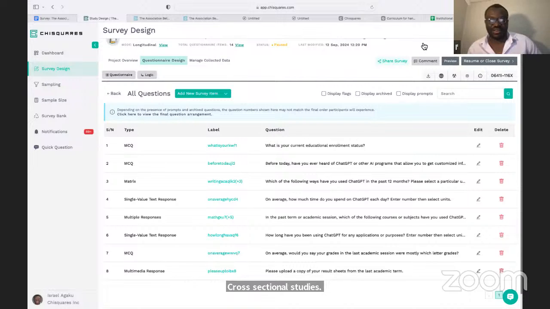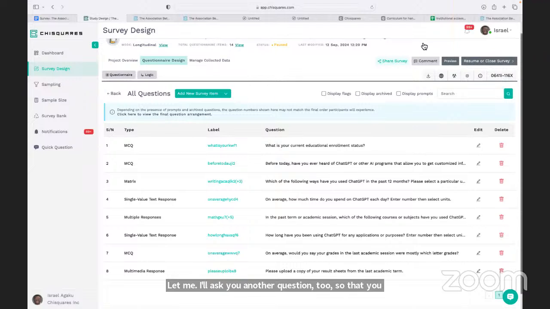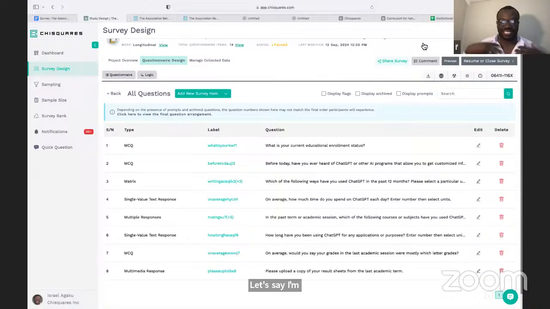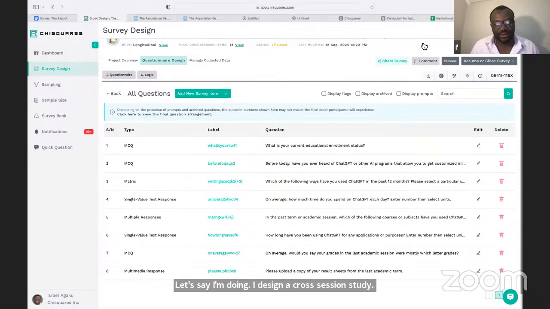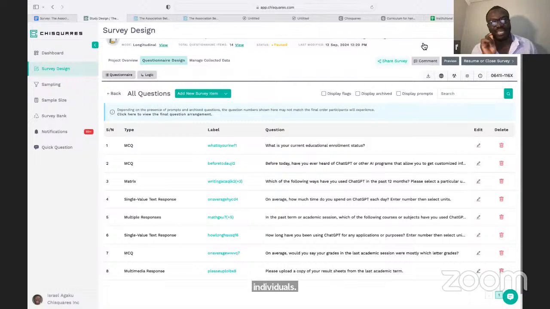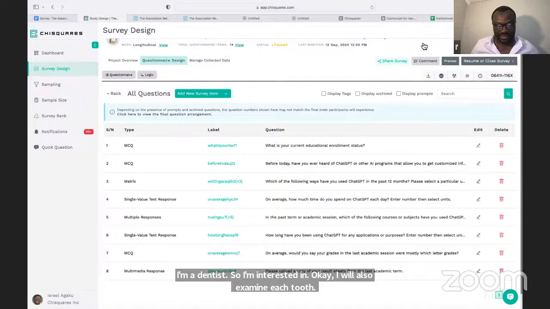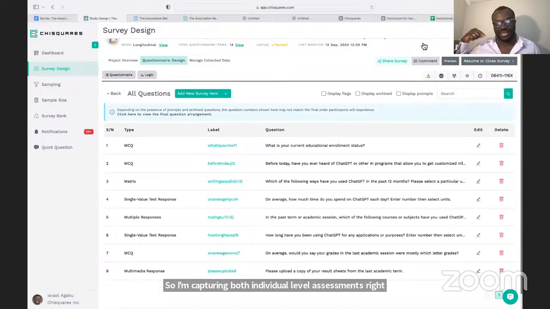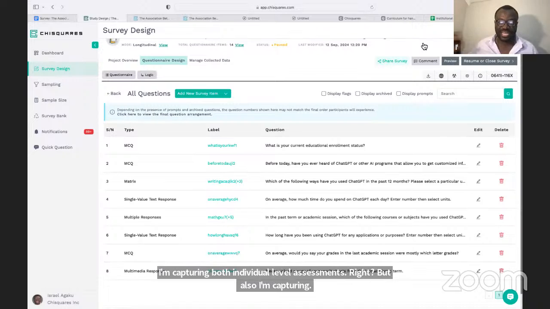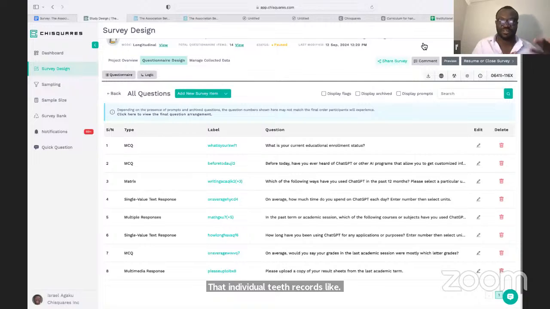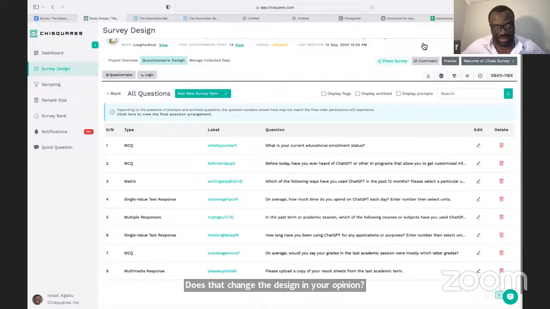So I'll ask you another question too, so that you can answer that question yourself. Let's say I design a cross-sectional study, and I'm collecting measurements from individuals, but on each individual, I'm a dentist, so I will also examine each tooth from that person and capture both individual-level assessments, but also their individual teeth records, like tooth number 1, does it have caries? Is it colored? Does that change the design, in your opinion, from what you can understand about epidemiology?